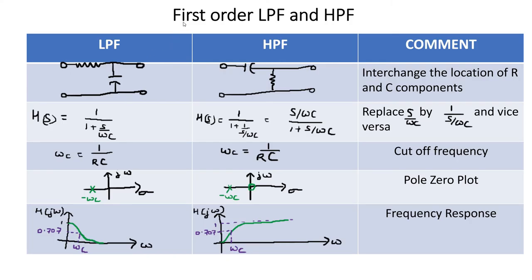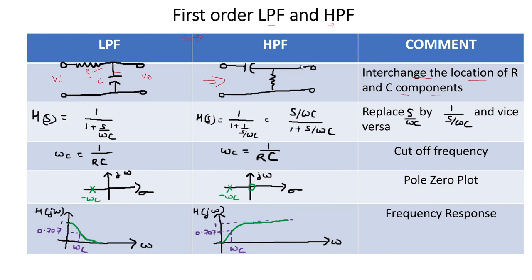Okay, so now we will see some basics of the first order low pass filter and high pass filter. We will compare between these two filters. So as we have seen in earlier question that this is the circuit of your low pass filter. This is your input voltage and this is your output. If we interchange the location of R and C component, means if you change the location of this and this, you will get here this.